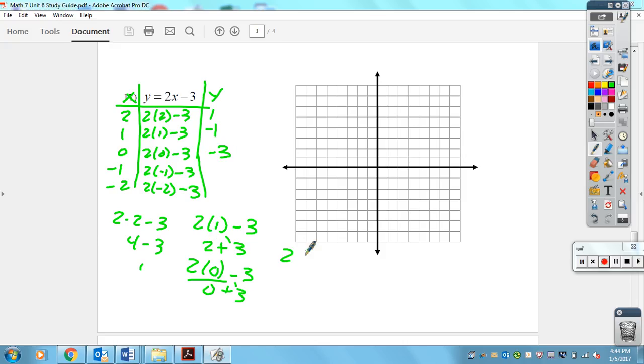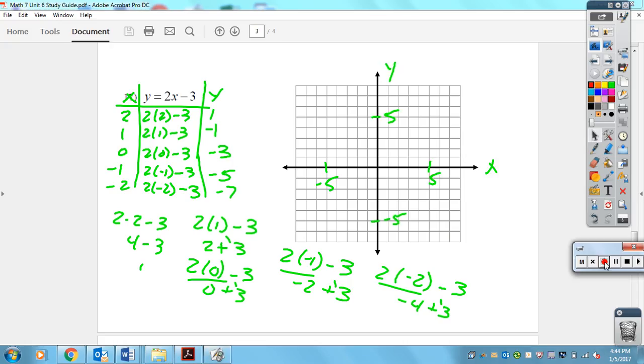2 times negative 1 minus 3. Negative 2 minus 3. We don't do subtraction. We do keep, change. It's negative 5. 2 times negative 2 minus 3 is negative 4 minus 3. Keep, change. Negative 7. We do want to label, so let me label very quickly. And now that I've labeled my x and y axes and my tick marks, I'm going to graph this.